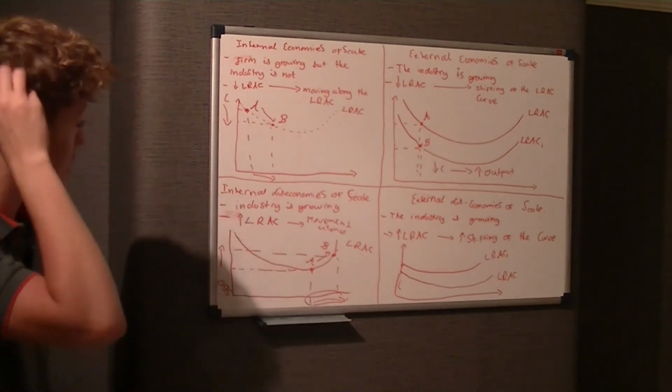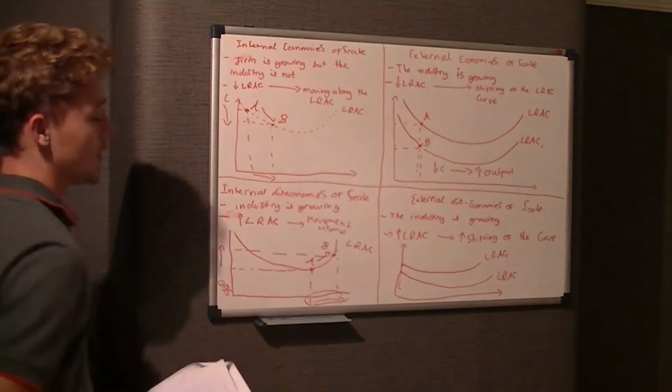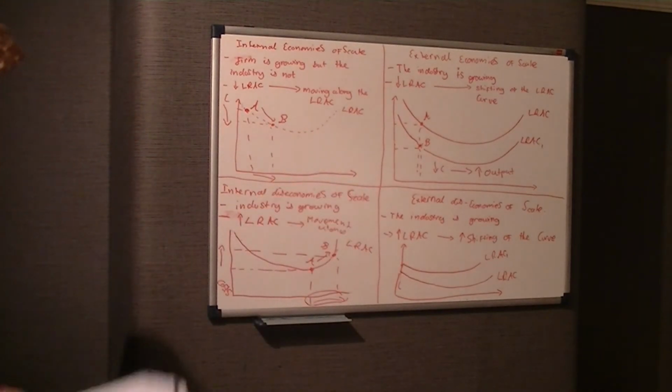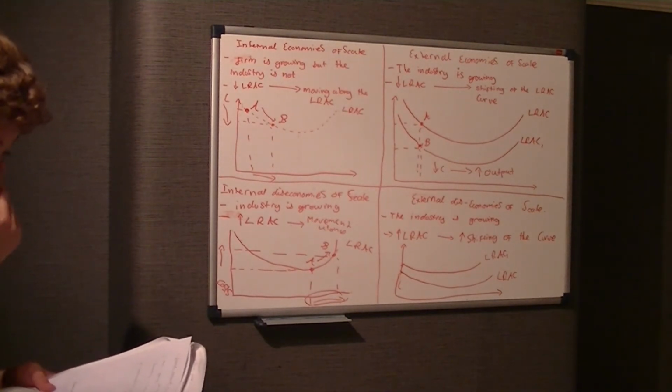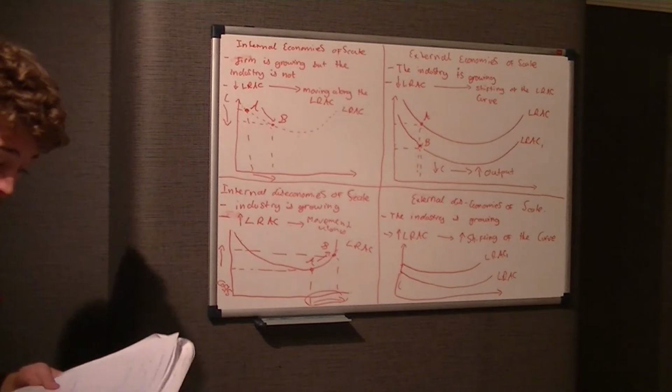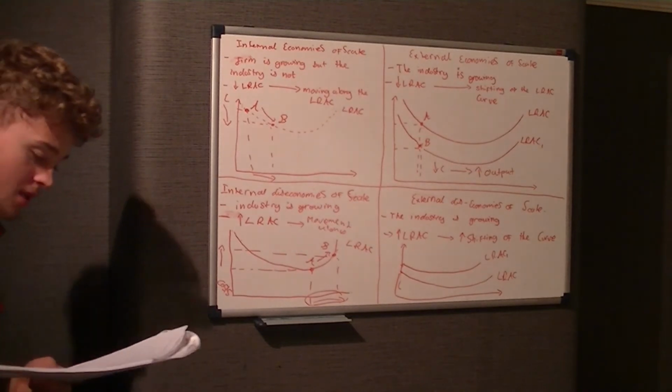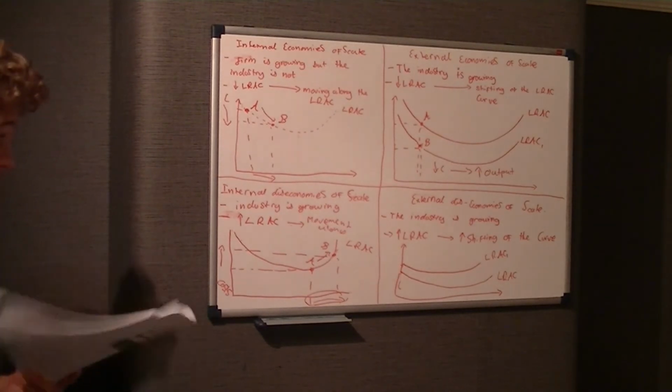Okay, so I'm going to start with internal economies of scale. I did recap the diagram on the board, so hopefully I don't need to do that again. Some examples here. Internal economies of scale is when the firm is growing and the industry isn't. So there's a couple of examples we could use.